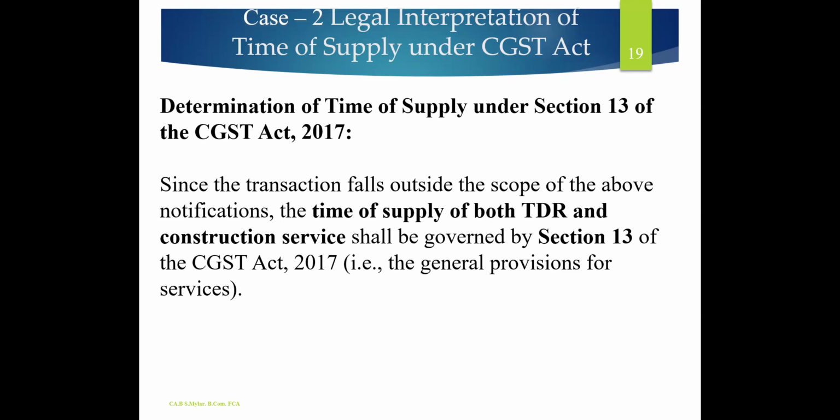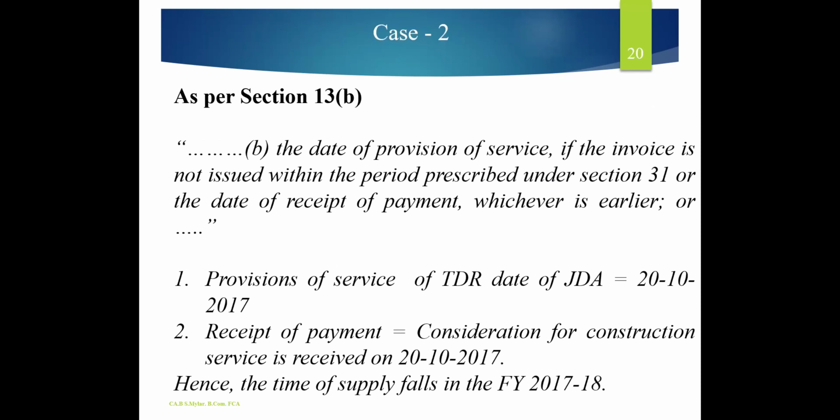See, you may be thinking why I'm discussing this, because this is a continuous supply of services which has taken place in three different years. The crucial thing is that 2017-18 is already time barred. If the entire construction service is liable to be taxed in the period 2017-18, then the entire liability need not be discharged. So it becomes very crucial to identify the time of supply for construction service.